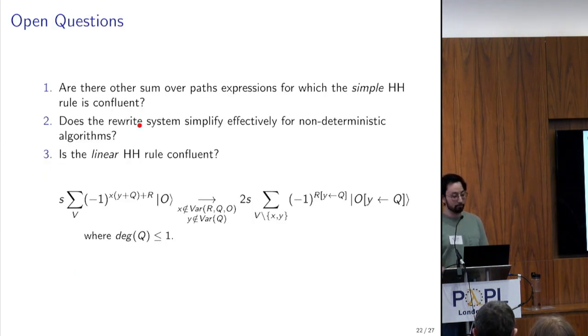And so we have open questions whether this method works for other sum over paths expressions. In particular, we had here a quantum deterministic algorithm, so whether it's effective for non-deterministic algorithms. At the end, we would have to do some sort of sampling, but whether it can be augmented to handle these cases. And then the other question is, instead of having a simple HH rule, what if we allowed linear or affine substitutions in our HH rule? How does that affect the property of confluence?